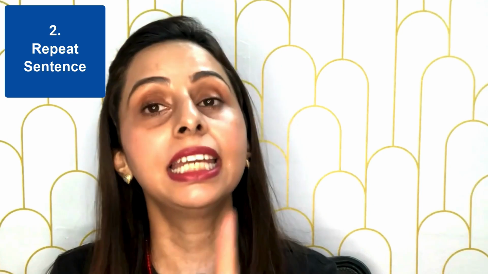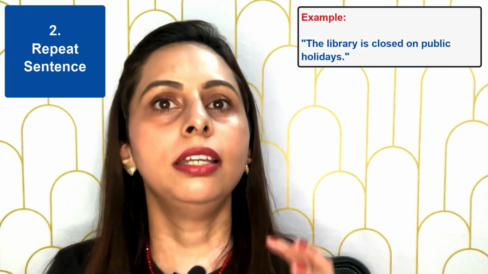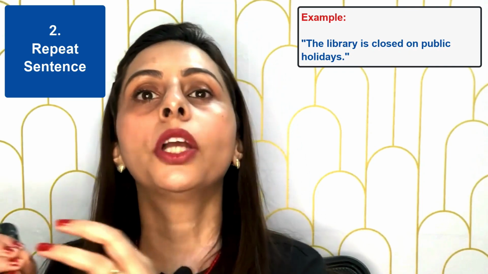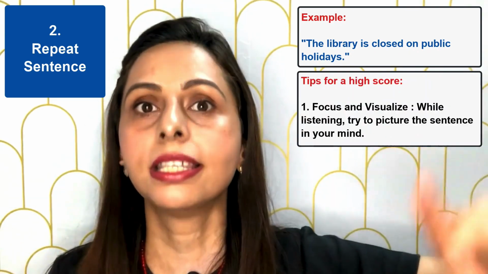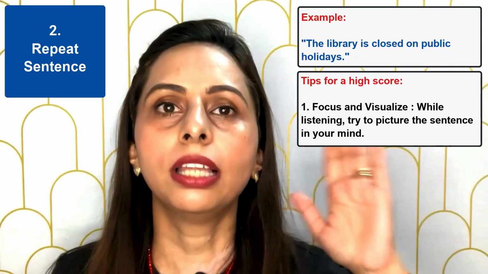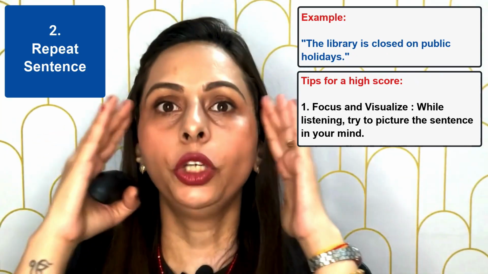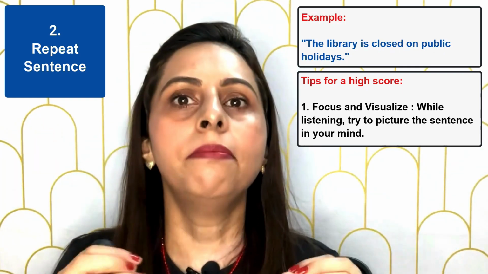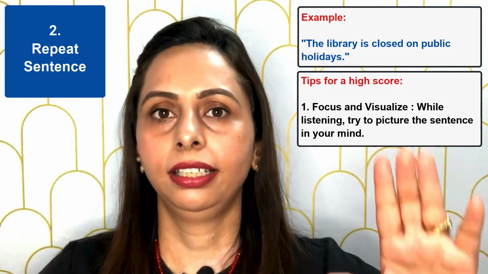Next, we will look at the repeat sentence. What do you need to do in repeat sentence? Listen to a sentence and repeat it exactly as you hear it. I'll give an example. The library is closed on public holidays. So tips for a high score is, number 1 tip is to focus and visualize. While listening, try to picture the sentence in your mind. For example, imagine a closed library with a public holiday sign.